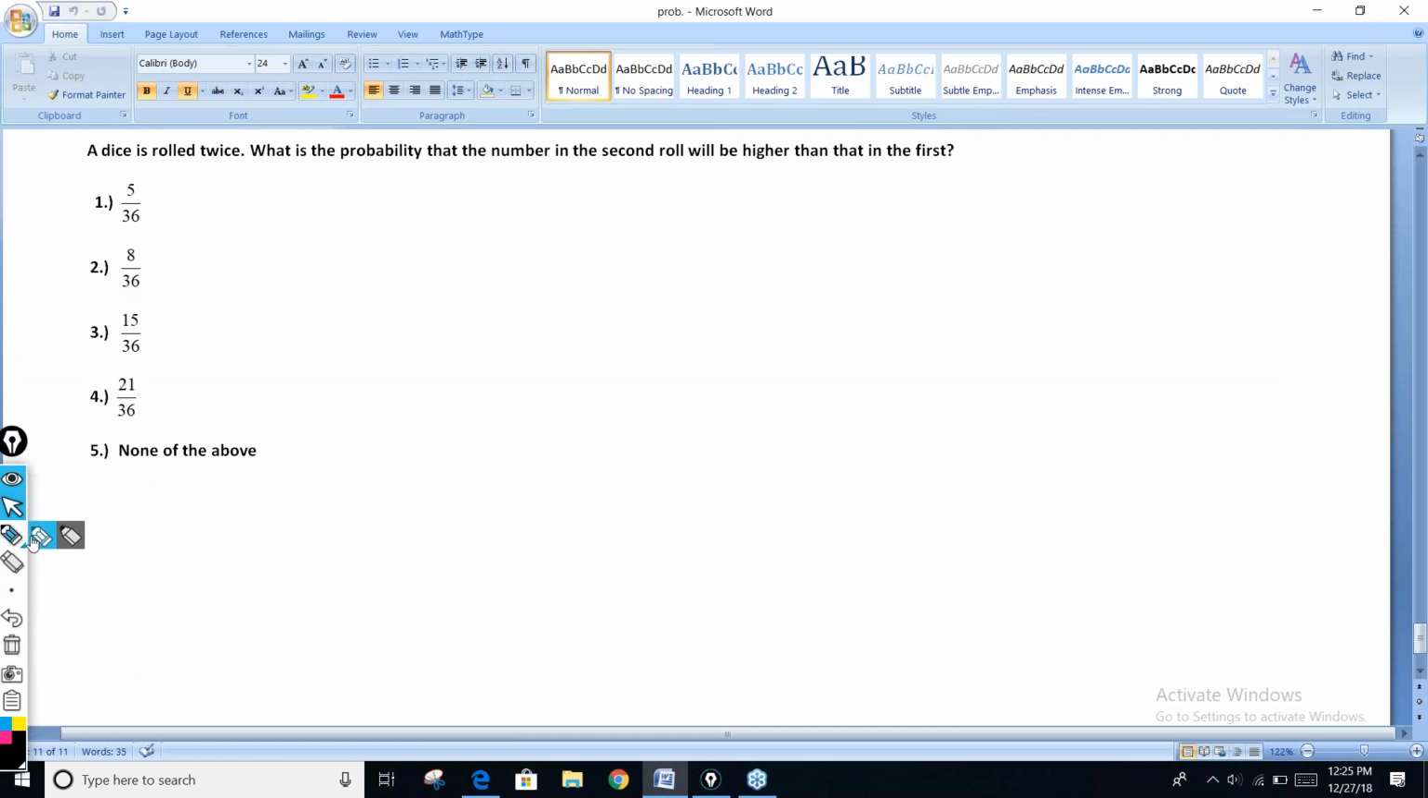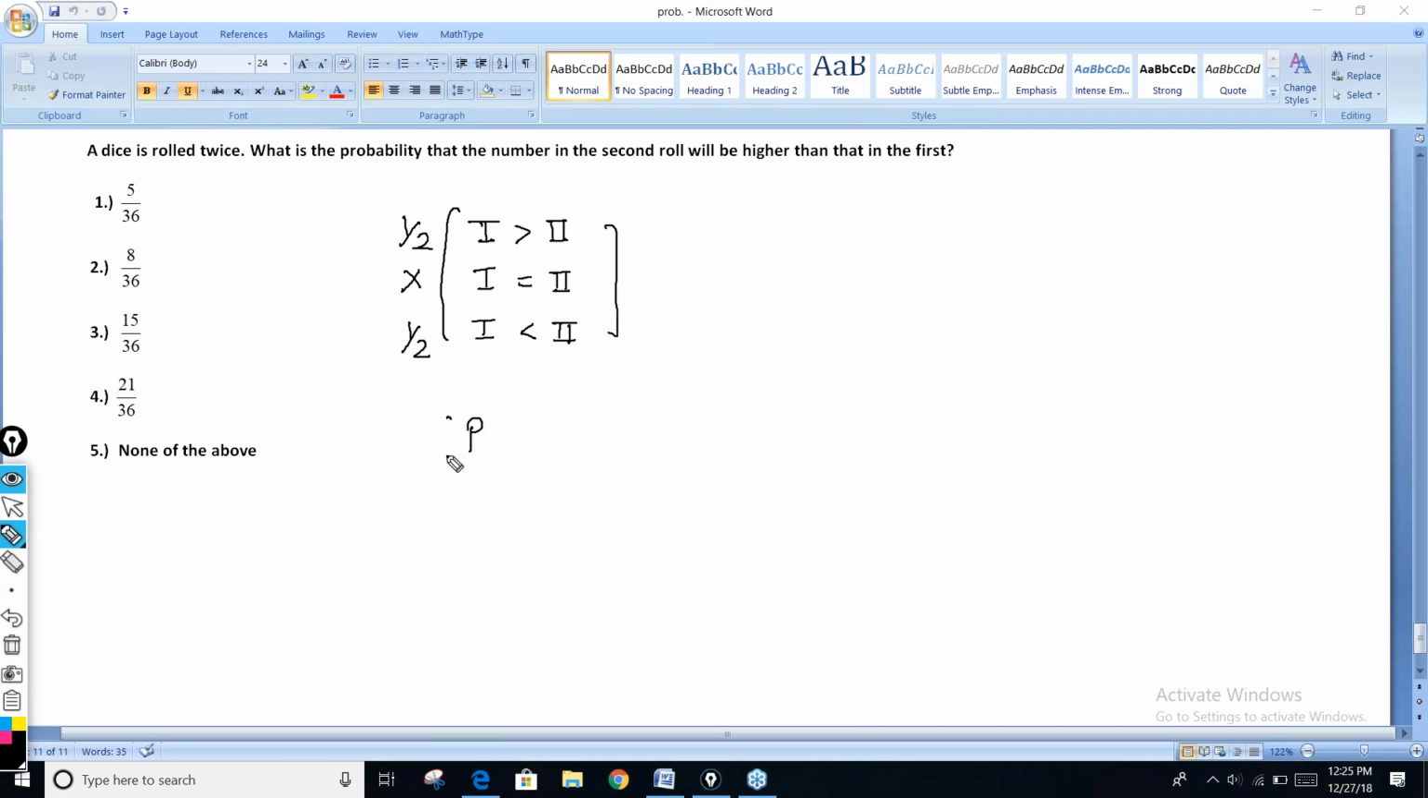There is again an easy question. A dice is rolled twice. What is the probability that the number in the second roll will be higher than that in the first roll? First, you need to understand that there are 3 possibilities. The first number can be higher than the second number, first number can be equal to second number, and first number can be smaller than the second number. Three possibility. But let's say if I ignore this possibility, then I can say there are half of the chances when first number will be more than the second number, and half of the chances when first number will be less than the second number.